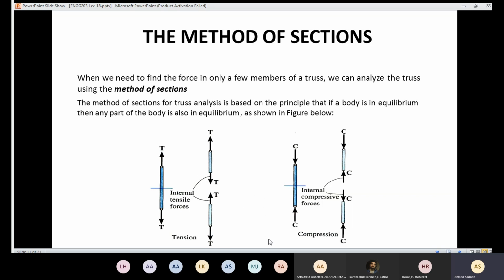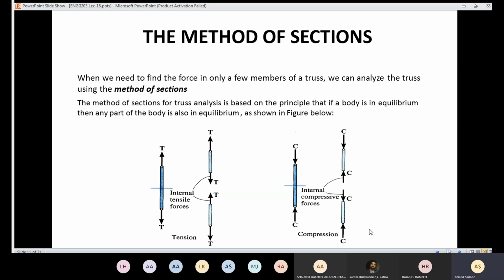Similarly, if I have a member with compression, we know that in the case of compression, the force is going to push towards the member. So pushing toward the member here and pushing toward the member there. Since this member is in equilibrium, if I pass a section here, then this part is going to be in equilibrium if I put the internal forces. And similarly here, this part is going to be in equilibrium if I put the internal forces.